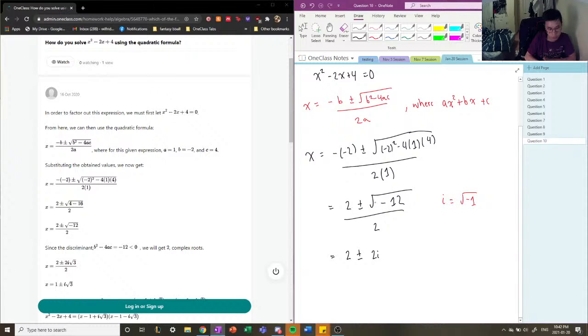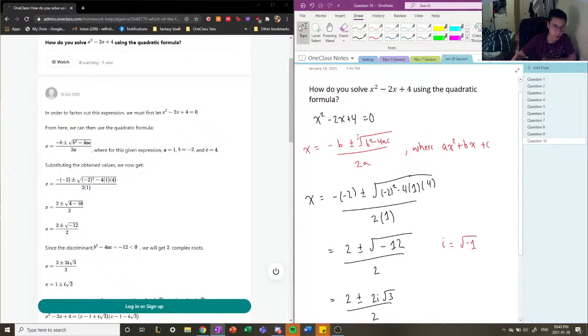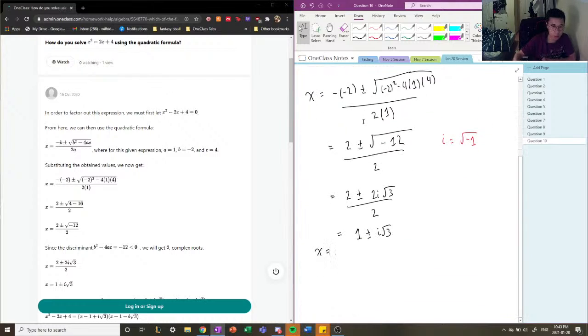And so the square root of negative 12 is also equal to 2i times root 3, and now we can move on with our evaluation here. We're going to have 1 plus or minus i root 3, and the values of x that satisfy our quadratic equation here are 1 plus i root 3 and 1 minus i root 3.